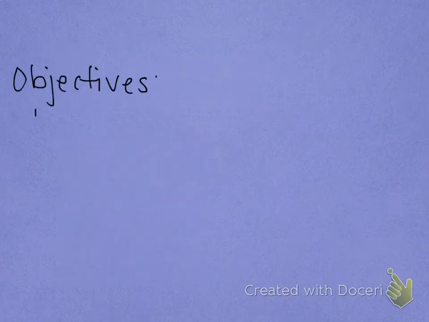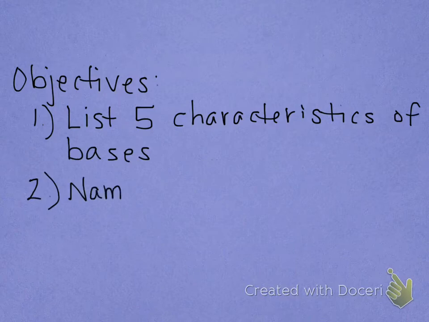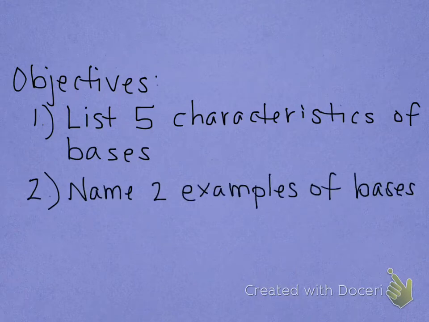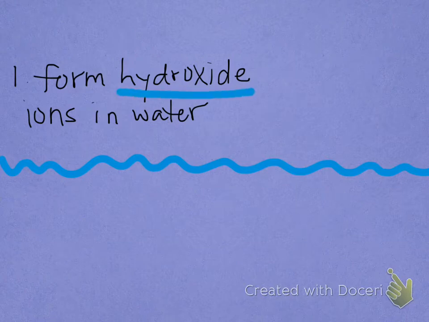Our objectives for this video are to list 5 characteristics of bases, and our second objective is to name 2 examples of bases. So what are bases? Well, they're similar to acids in some ways, and one way is that they also form ions in water, except the ions formed in water are called hydroxide ions.